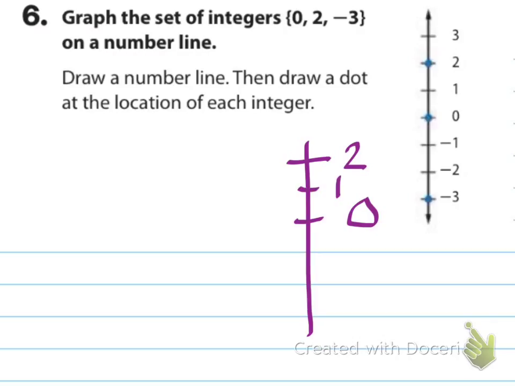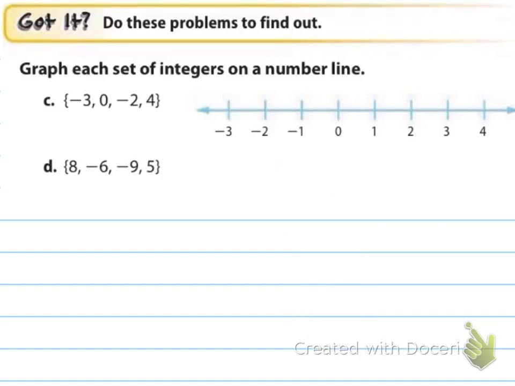So I need to put in my +1, -1, -2, -3, and here are my 3 dots. Okay? So this time it says graph each of the integers on a number line. Now they've provided a number line for you for the first one, and then you can do your own number line for the second one.